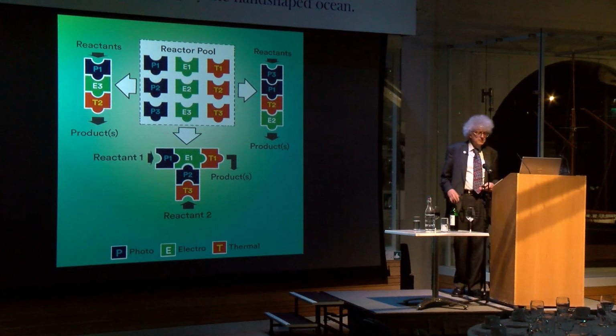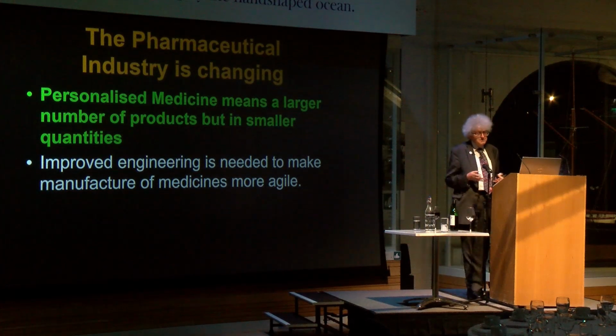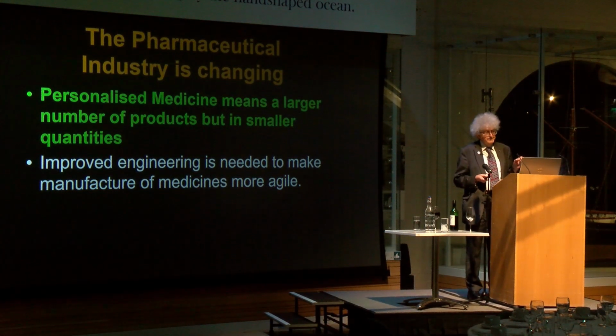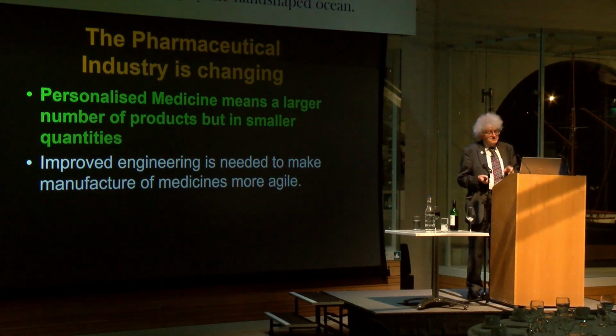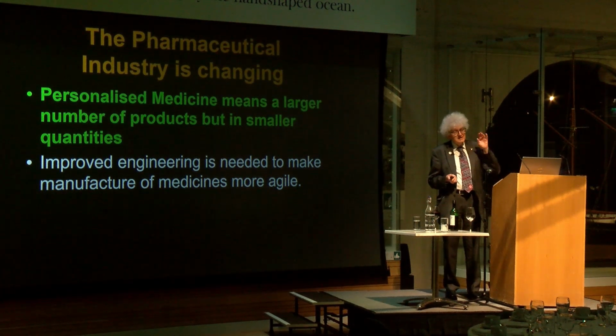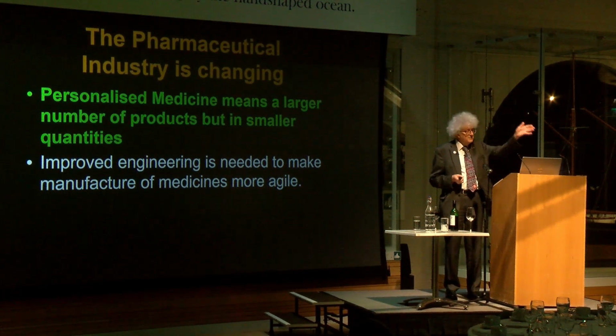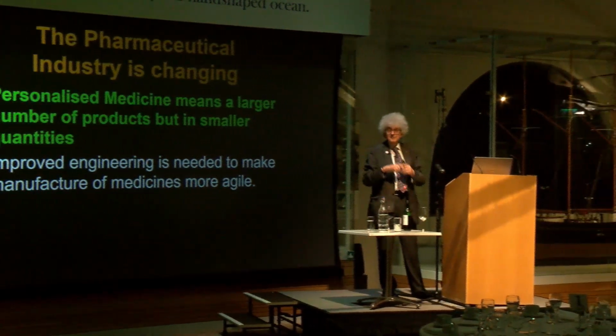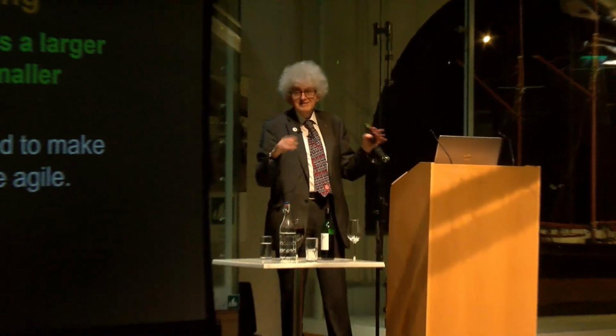And the reason why this is important is because the pharmaceutical industry is changing. Personalized medicine, which is based on genomics, has made it clear that medicine that works for you may not work for you. So you need different medicines for different people to treat the same thing. So that means that you need to produce smaller quantities of many more different products. And so you need very agile manufacturing, and to do this, you need improved engineering.